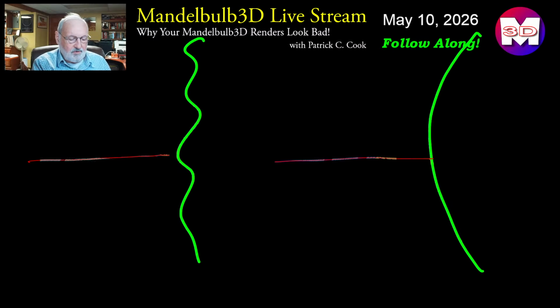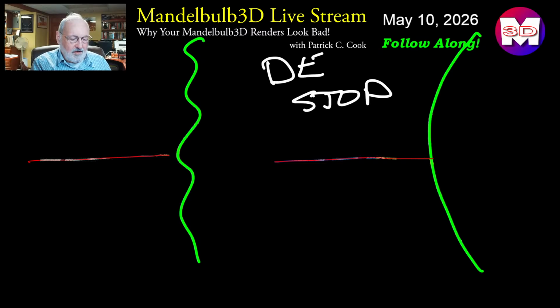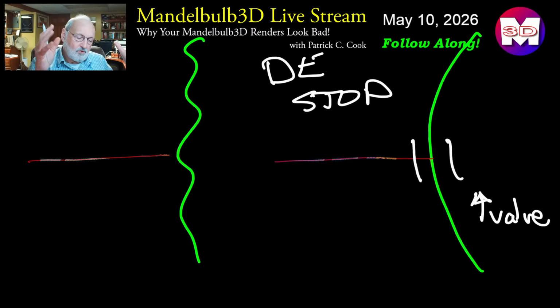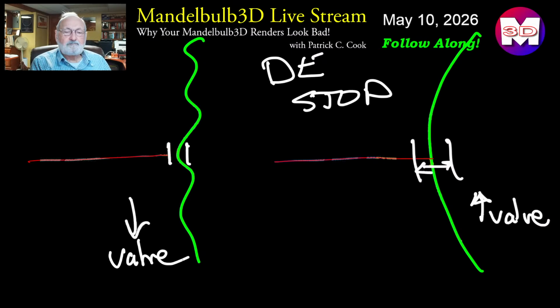So my DE stop here can be a bit more relaxed, a higher value, which means a larger threshold. I can be a little bit more relaxed here in that very smooth surface. Over here in the rough or high detail fractal, my DE stop is going to want to be lower, so a lower value, because I have more detail that I have to contend with.